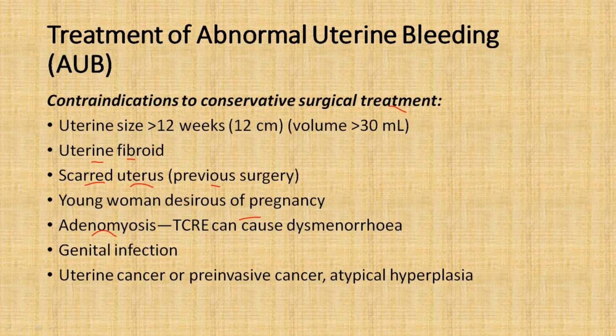Adenomyosis, that's TCRE can cause dysmenorrhea. Genital infection, that's a genital tract infection. Uterine cancer or pre-invasive cancer, or there is an atypical hyperplasia.